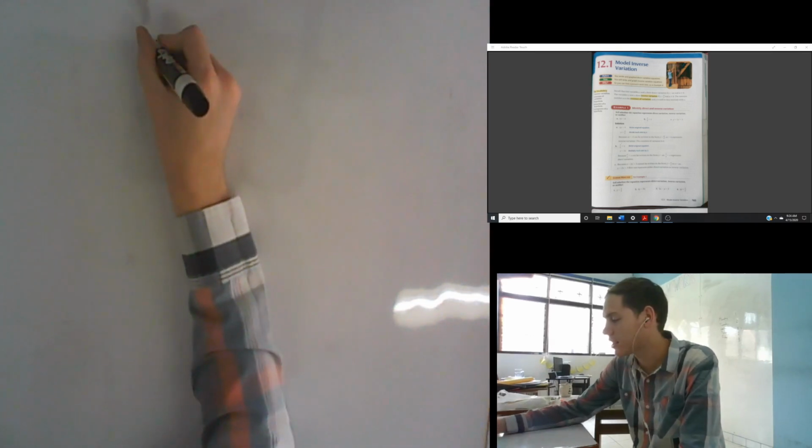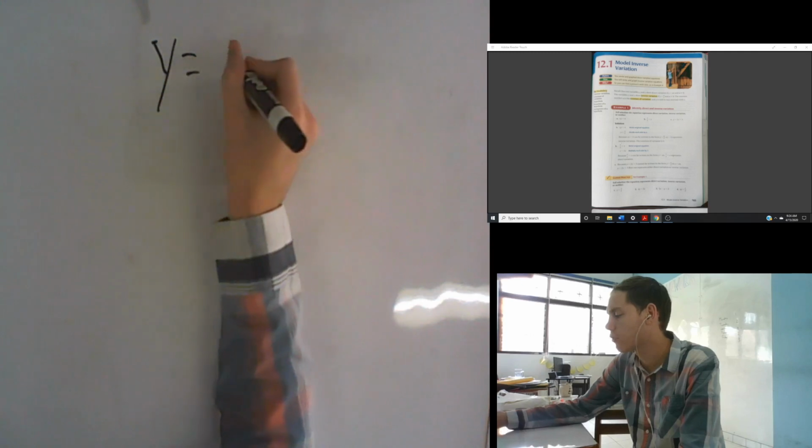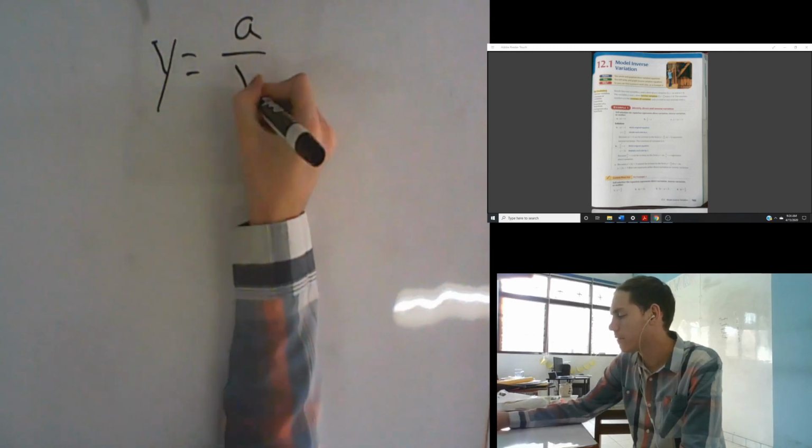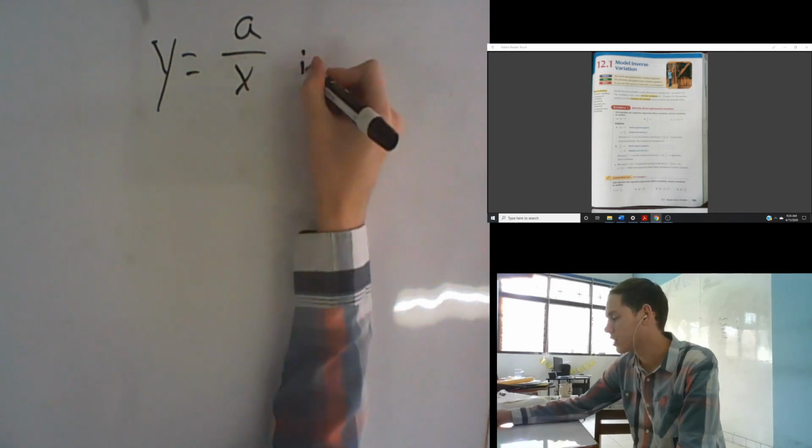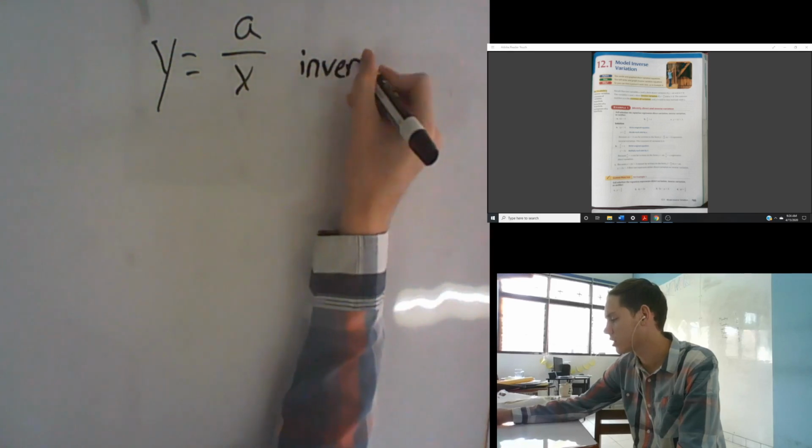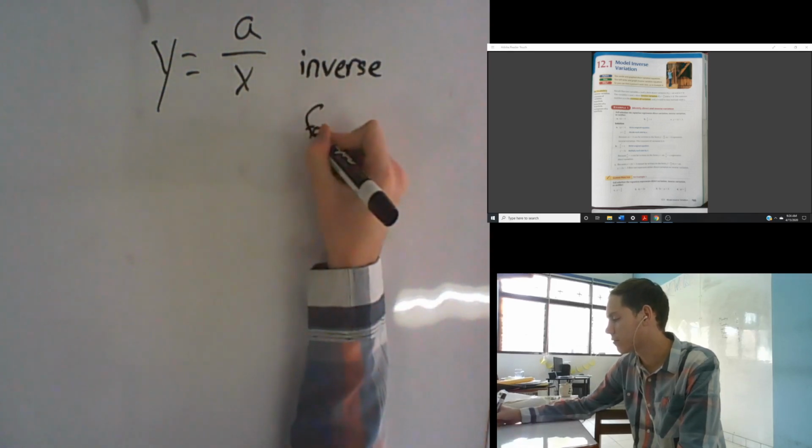So, constant, this is our formula for inverse variation. Inverse formula.